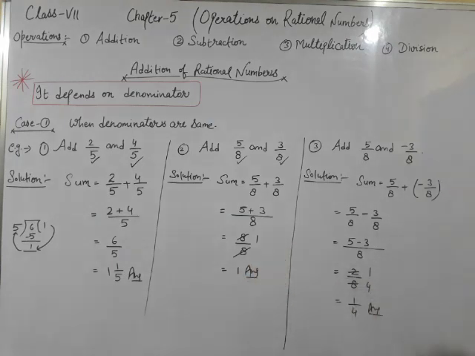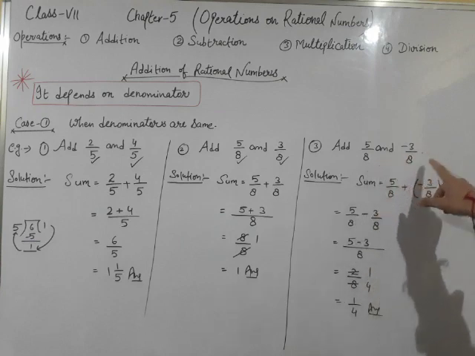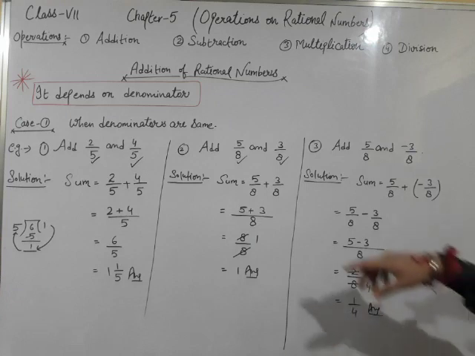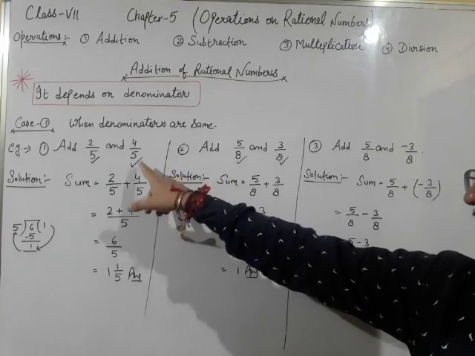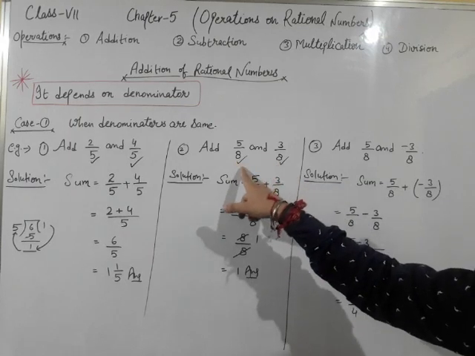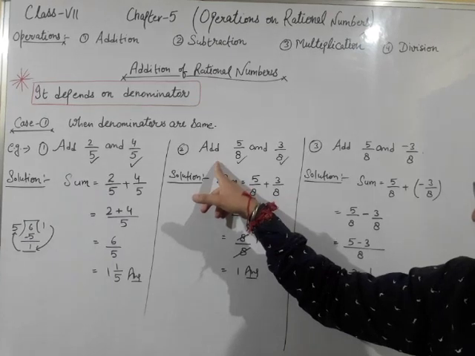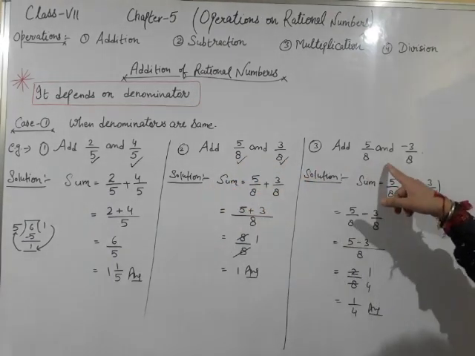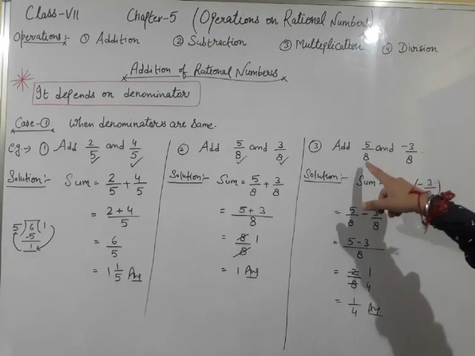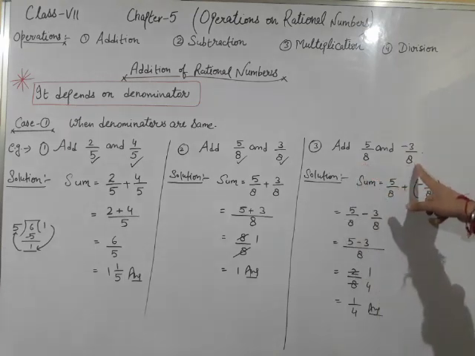Now move on to our next example. We have to add 5 by 8 and minus 3 by 8. Yes, the first two examples are for positive rational numbers, where we have found the sum of two rational numbers. And in this example, we will add a positive rational number and a negative rational number.